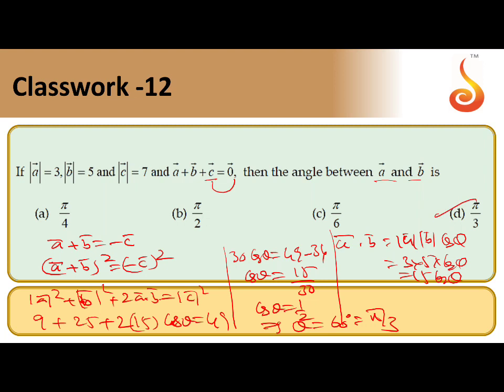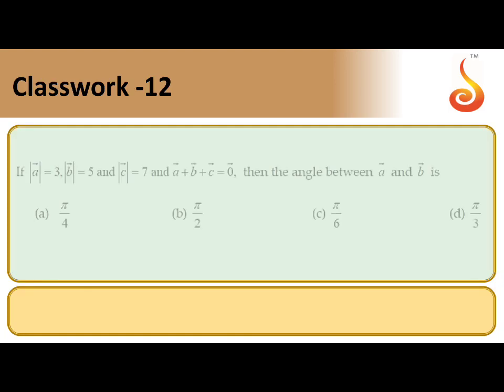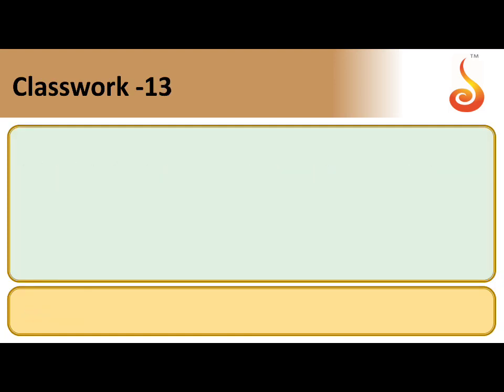Once again, if you want to find the angle between A and B, bring C bar to that side and square on both sides. Modulus A square plus modulus B square plus 2 A dot B equal to modulus C square. A is already given, 3 square, B square, 5 square, 2 A dot B. Calculate A dot B: modulus A, modulus B cos theta. Modulus A is given 3 into 5, 15 cos theta. Substitute here and then simplify. So 2 into 15, 30 cos theta. So 9 plus 25 is 34. Bring it to the right side, to get the value of theta. I hope this is clear. Next question. Check the answer. Option D is right.